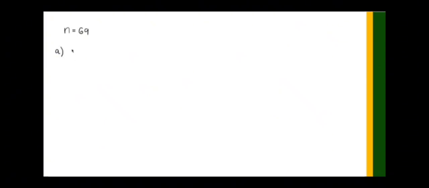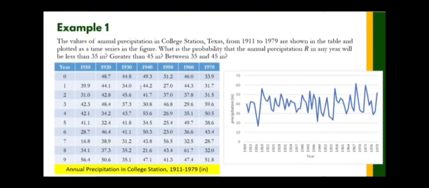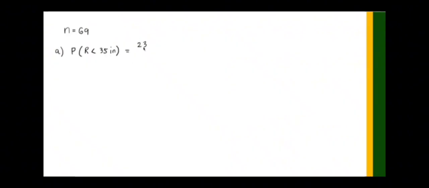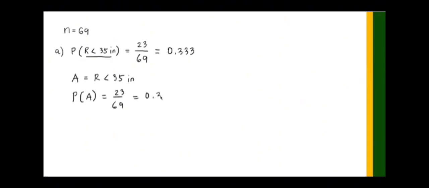For part A, we are looking for the probability that the annual precipitation R is less than 35 inches. In order to solve this, let us count the number of observations that are less than 35 inches. So we have a total of 23 over 69, where 69 is the total number of observations. This is equal to 0.333. We can write R is less than 35 inches using whatever capital letter we want, as long as we define it. For example, we will use A for the event R is less than 35 inches. So we can write P of A is equal to 23 over 69, which is equal to 0.33.